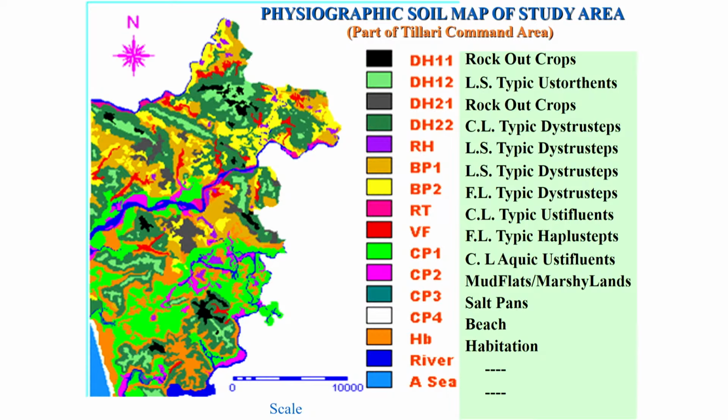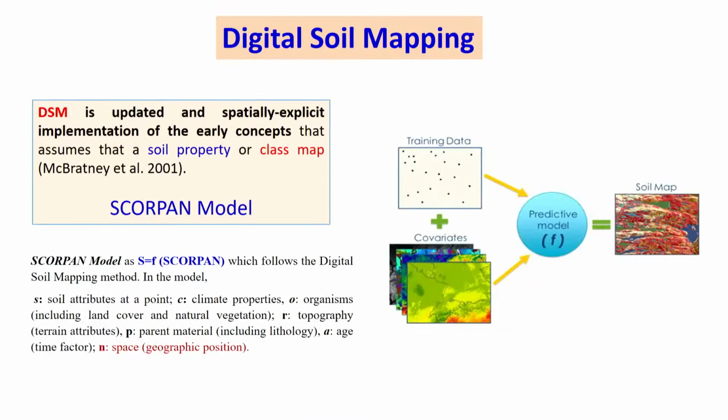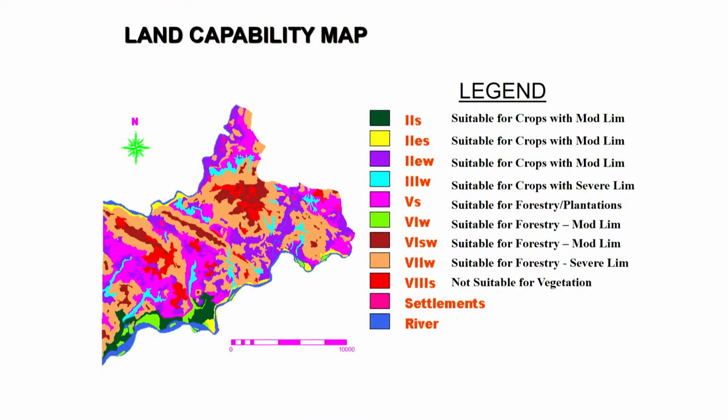The soil type soil map was prepared, so it is shown here. Similarly, the FAO framework of land evaluation can also be used for crop suitability analysis. Here I have shown up to the land capability map.